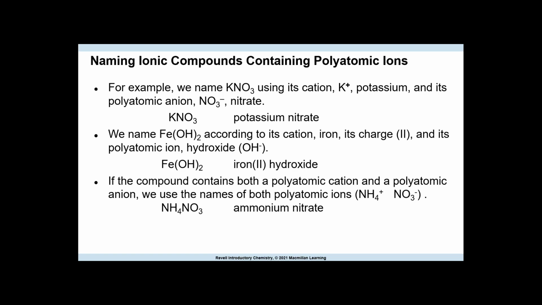Okay, so naming ionic compounds. These are a lot of my slides from other lessons, just to give you guys more examples. So for example, we name potassium nitrate. We have potassium and we have nitrate, and this will crisscross and it crosses out. So it's just one whole word because that's a negative, that's a positive. But we name iron 2 oxide according to its cation charge.